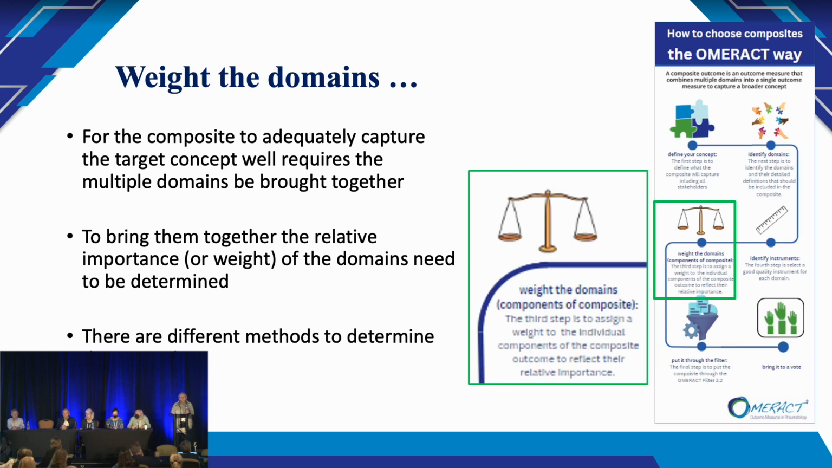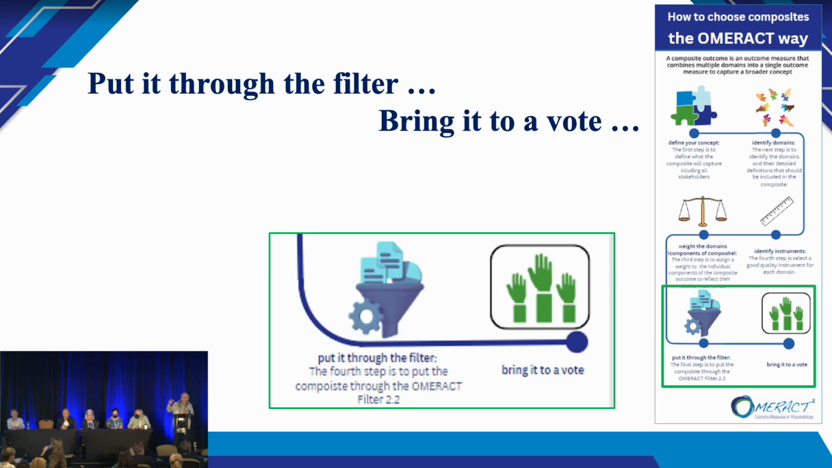The next step in the process is to weigh the domains. We're bringing different things together to adequately capture that target concept, and we want to bring them together so that the relative importance, or the weight, of the domains is properly and adequately represented within the composite. There are so many ways that we can do it. In fact, one of the remits of the group is to come up with a catalog of the different ways of doing this, and you're going to see some of those over the next hour or so.